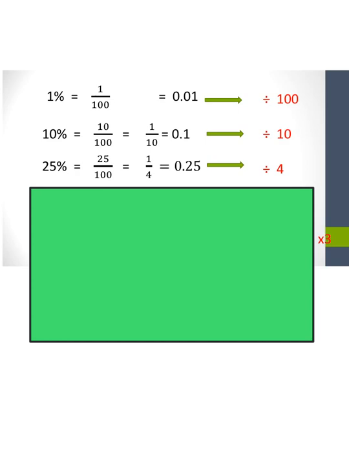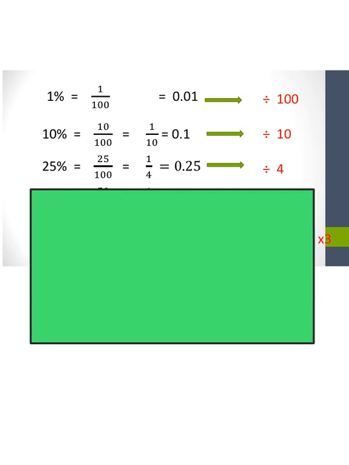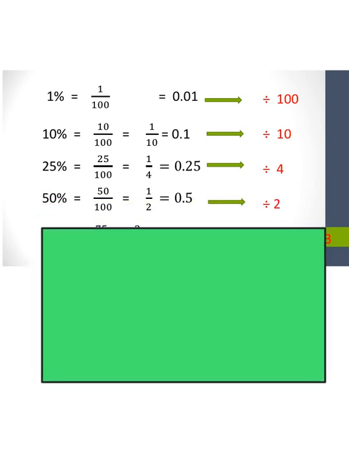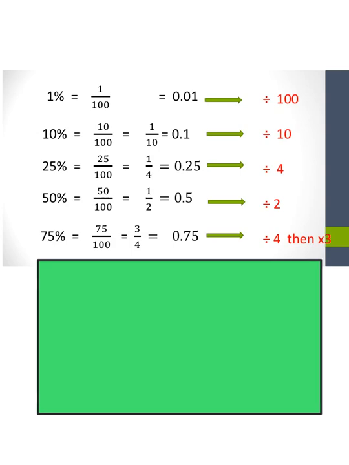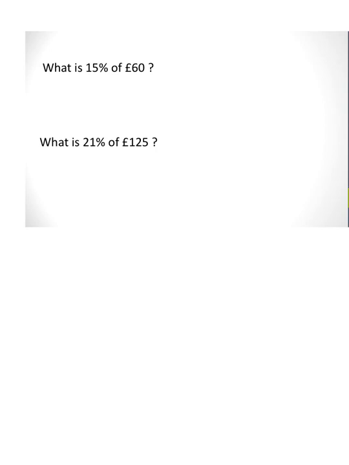25%, that is a percentage that you will recognise and will probably know anyway. The 25% is a quarter. So to work out a quarter of something, we divide by 4. 50% is a half. So to work out a half of something, you would just divide it by 2. And 75% is 3/4. So to work out 3/4 of an amount, you would divide by 4 and then multiply by 3.